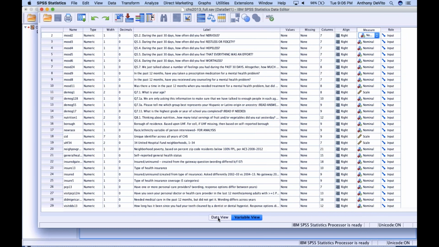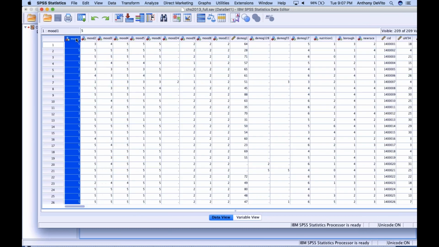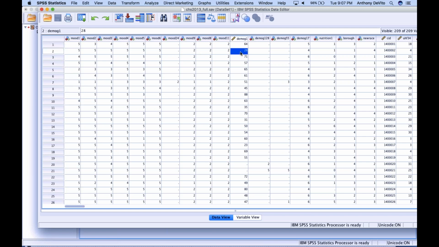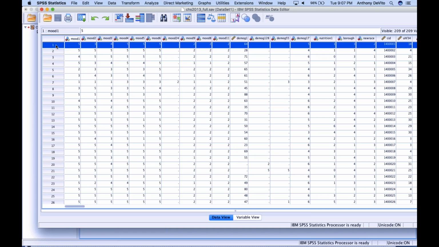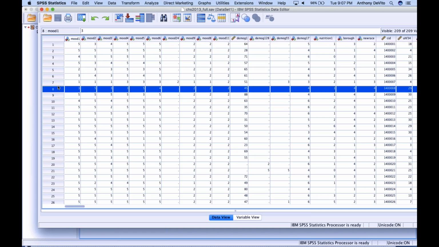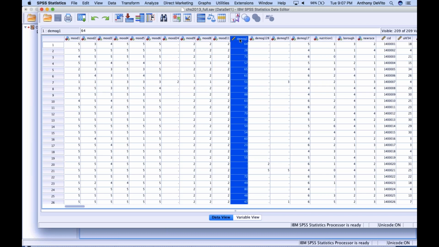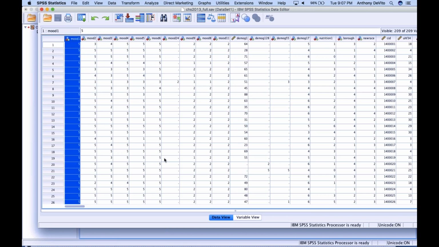One way we can determine it is go back to the data view and just look at it. So mood 1, all of the numbers appear to be between 1 and 5. So none of them are zeros. So I'm thinking that those are categories. That 1 through 5 represents a category. And Demog 1, 64, 28, all numbers that are greater than 18, which is the minimum age for the survey. So I'm thinking that's the actual age of the individual subject. Subject 1, subject 4, subject 8, and so on and so forth. So we have a numerical variable and we have a categorical variable.